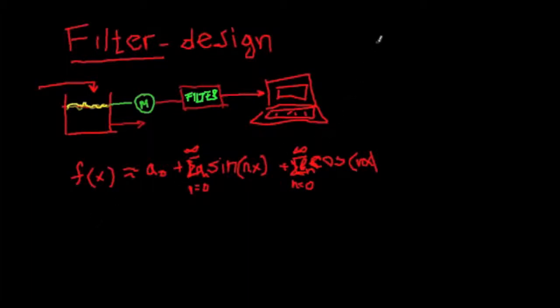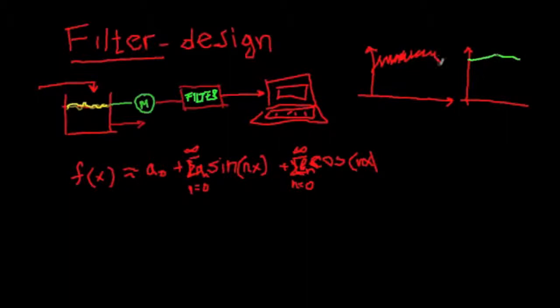If this is the signal that is measured, we want to smooth out that signal by removing these high frequencies. So it has to be something like this. Okay, so we understand what we want to do and how this is related to what we learned previously.